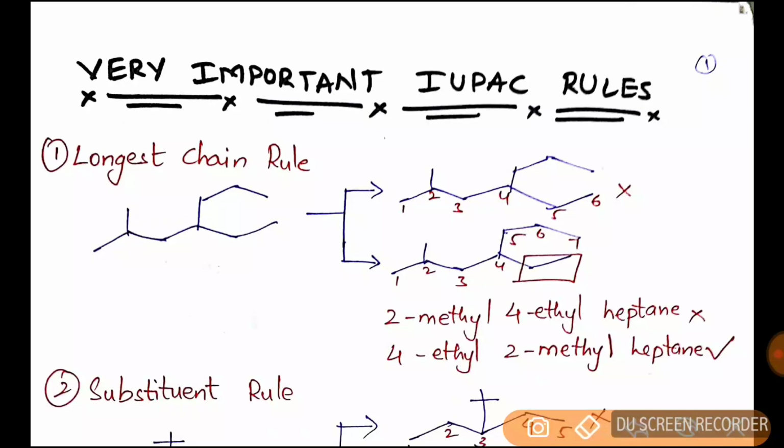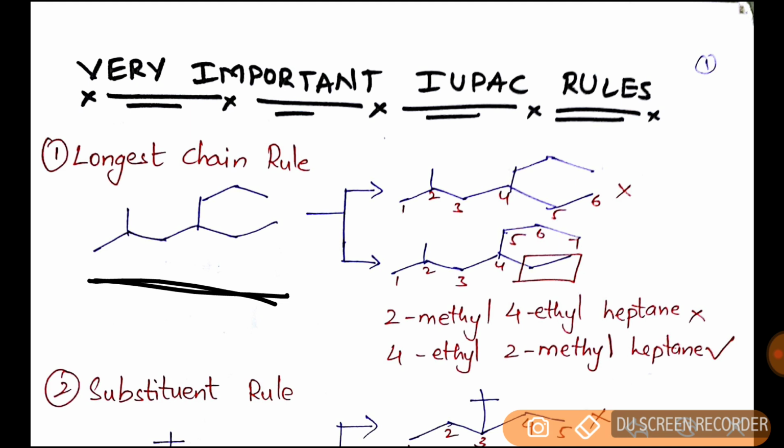Coming to the topic, there is this basic rule, that is the longest chain rule. I think most of you might know this, but I'll just give a brief explanation. So this longest chain rule is given to alkyl chains only. According to this longest chain rule, the numbering of the parent chain is given in such a way that the parent chain gets the more number of carbons.